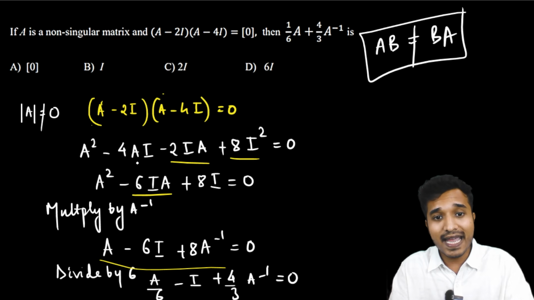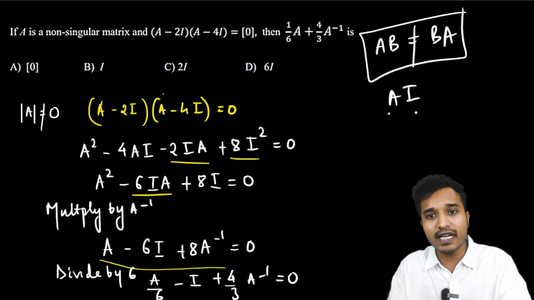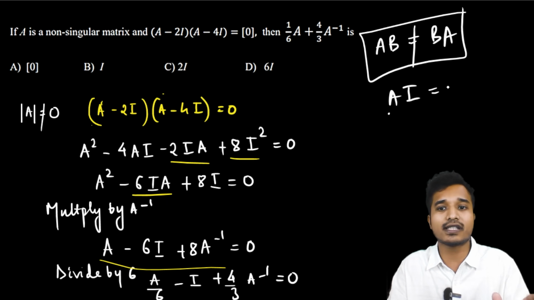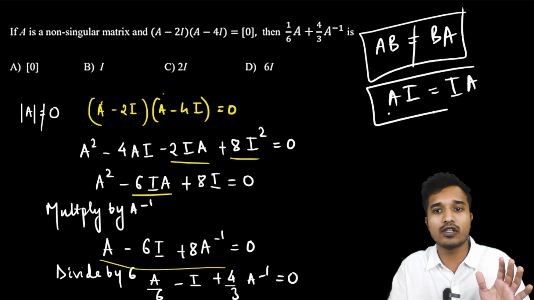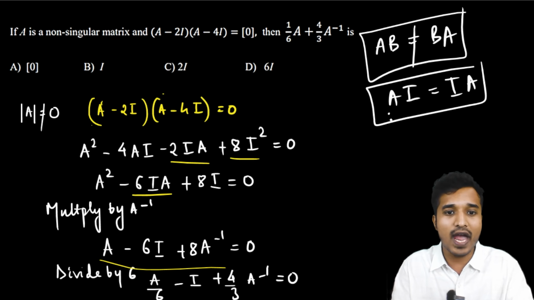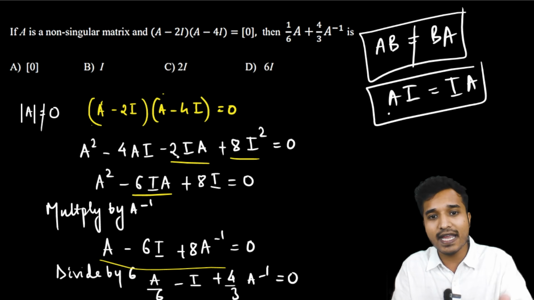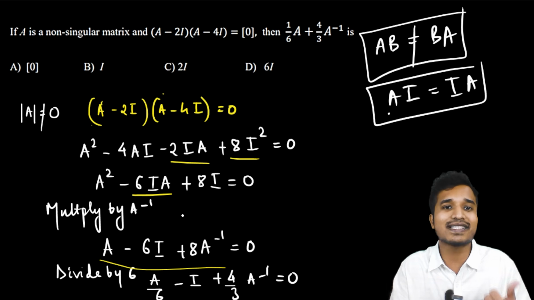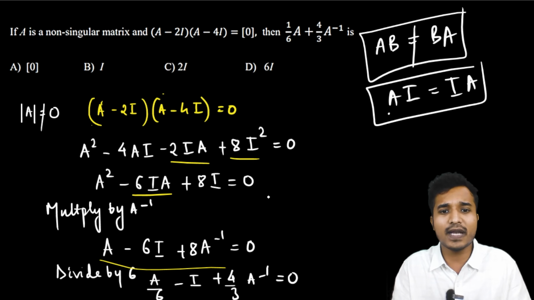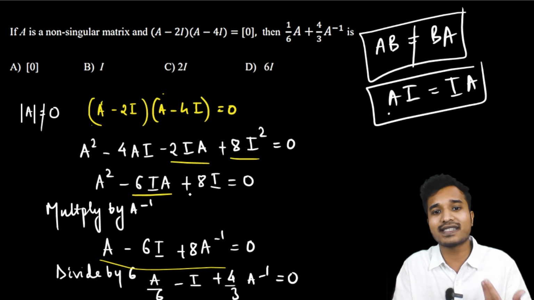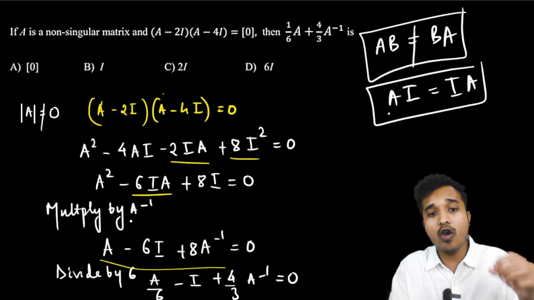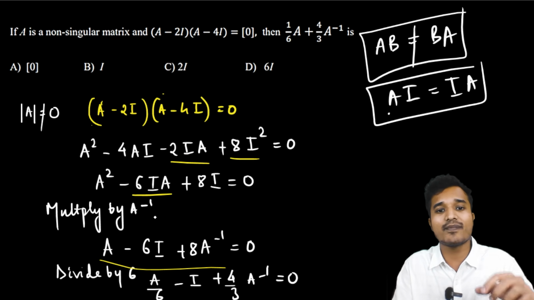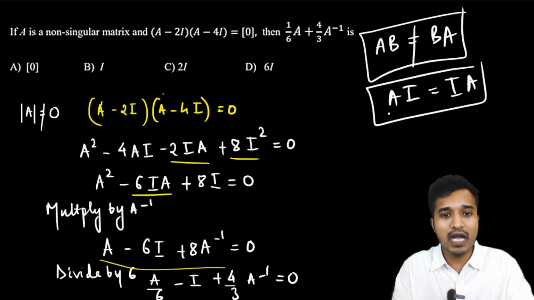But in the case of AI, meaning if a matrix is multiplied by the identity matrix, then definitely order doesn't matter, it is equal to IA also. So here, using this fact, we can write minus 4AI and minus 2IA equal to minus 6IA, and I square will be simply I. So this becomes A square minus 6IA plus 8I equal to 0. Now if we multiply this whole equation by A inverse, this becomes A, and this part will become minus 6I, and this part will become simply 8A inverse.